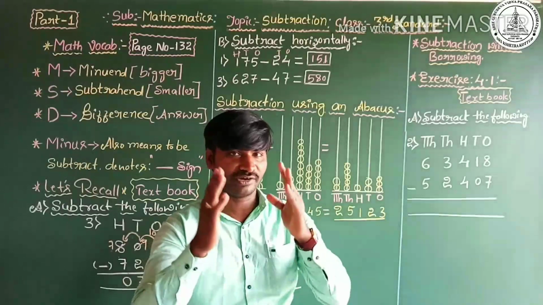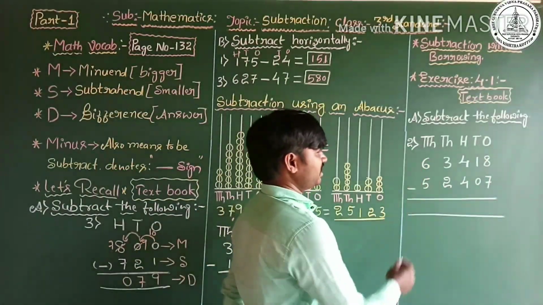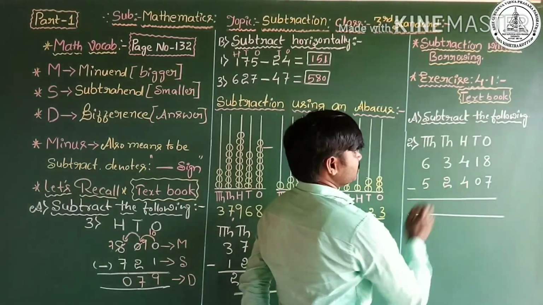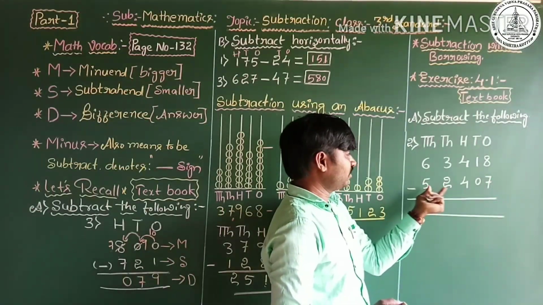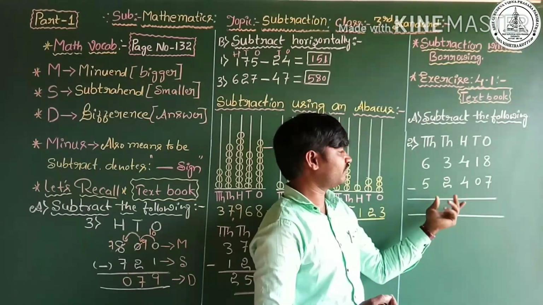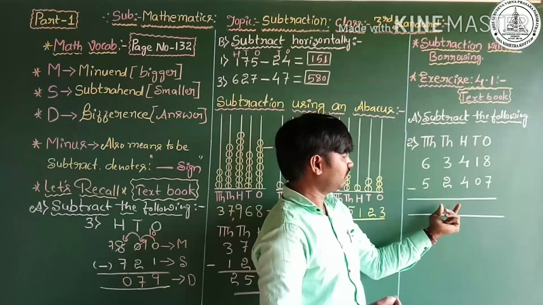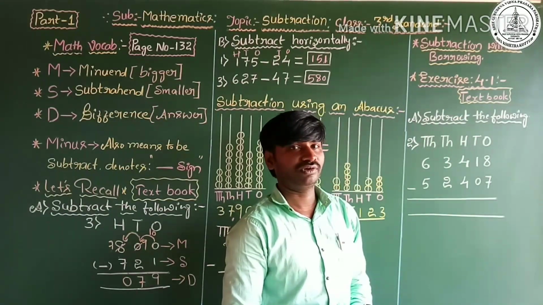Okay, dear students, are you clear? Okay, shall we start now? In the second question, what is the value? 63,418. Then subtract 52,407. Okay, this value is given, and we find out the value in a question without borrowing.